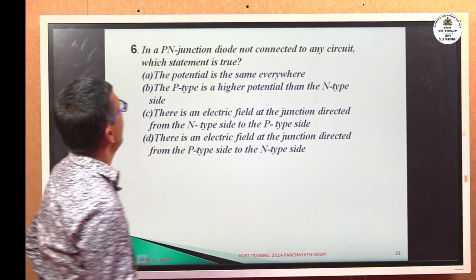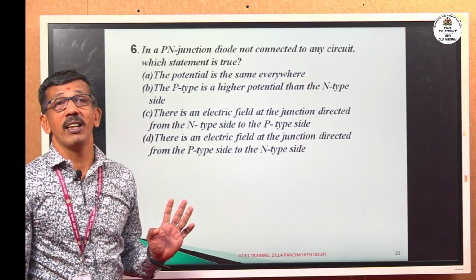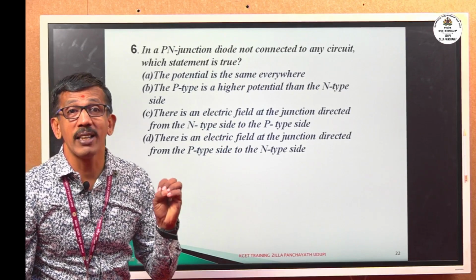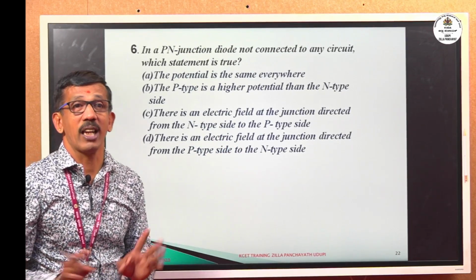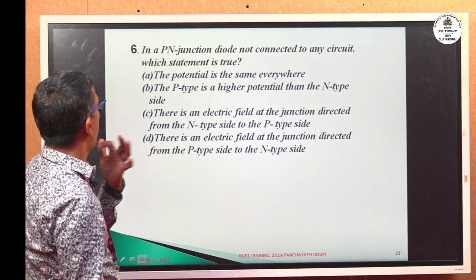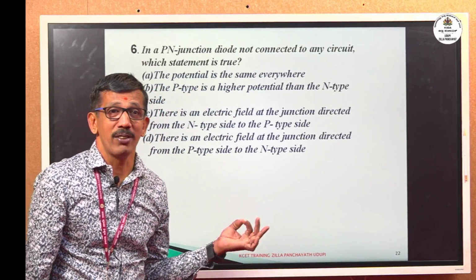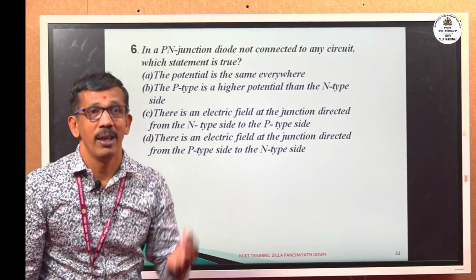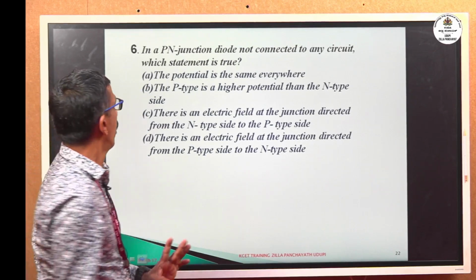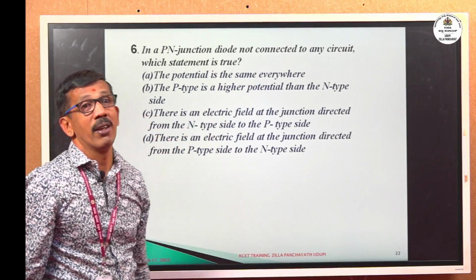Just you see, in a PN junction diode not connected to any circuit, which statement is true? PN junction diode not connected to any circuit means it is an unbiased diode. The diode is not connected to external voltage. In that case, which statement is true? Here, the potential is same everywhere. It is wrong because during the formation of PN junction, there is a potential barrier across the junction, that is 0.3 volt for germanium diode, 0.7 volt for silicon diode. So potential is not same. P type is at higher potential than the N type side.